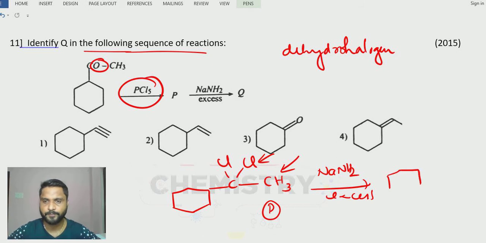Therefore, we can get the carbon, and then we are left with only one hydrogen on the carbon atom. Therefore, I will introduce the 3 bonds between carbon. So the answer is option number 1 here. Okay.